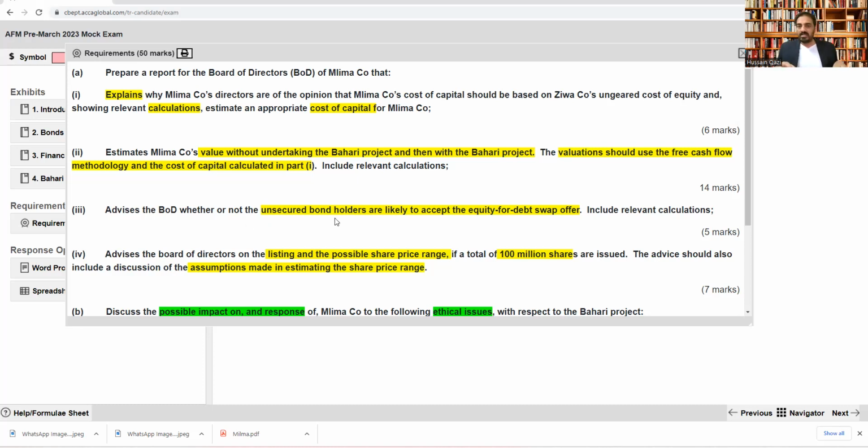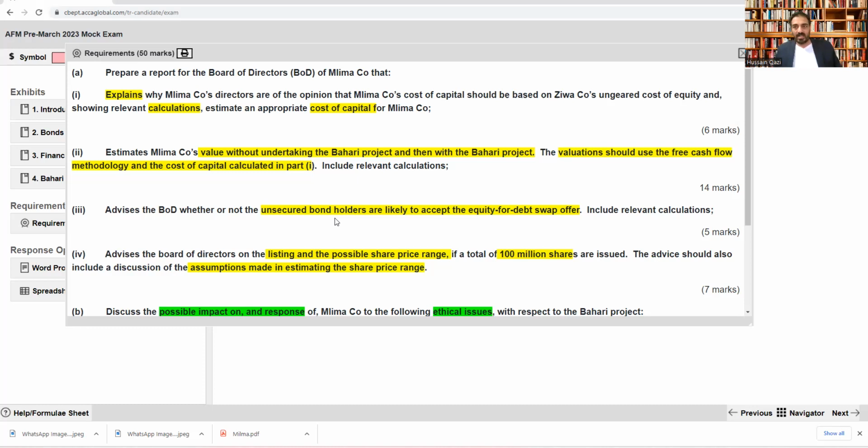Third, the equity for debt swap offer. Is it valuable or advantageous to the unsecured bondholders or not? For this, we have to calculate the value of bonds. Value of bonds by redemption yield method.